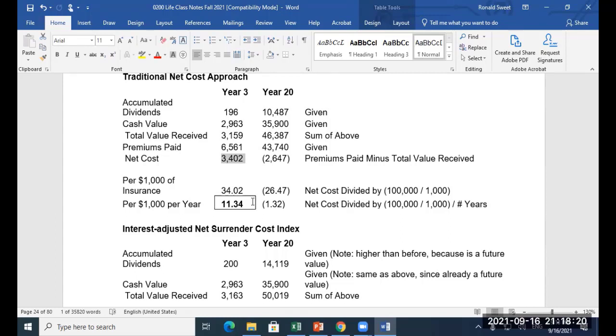How do we know it's a participating policy? Because it's paying a dividend. If it's not participating, you don't get a dividend. They just keep all the money no matter how well they do. Although I don't know if that's legal.